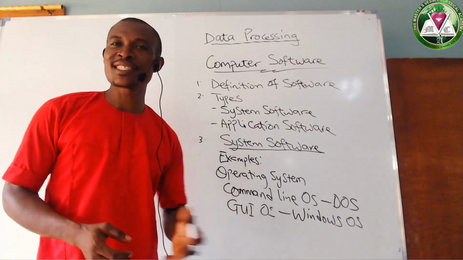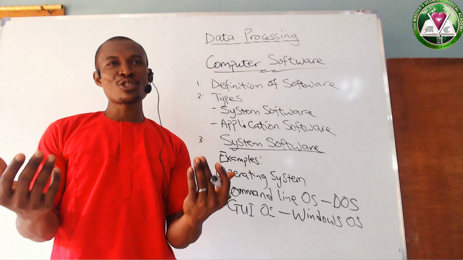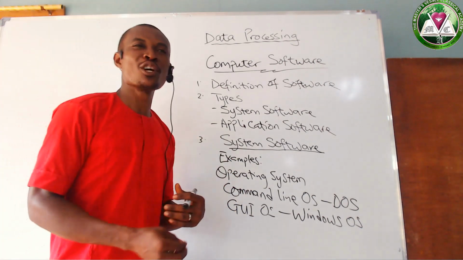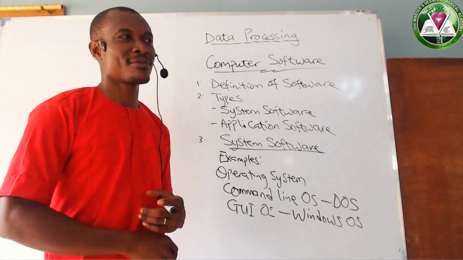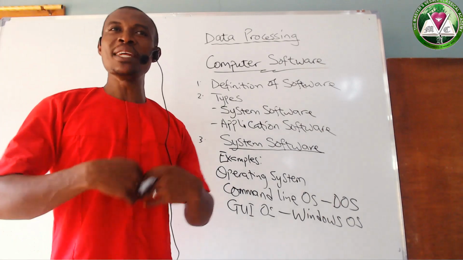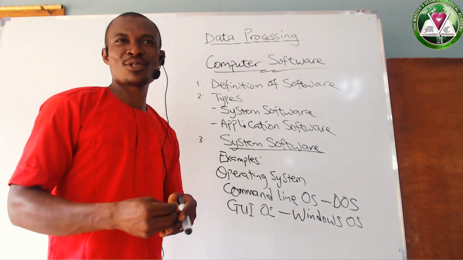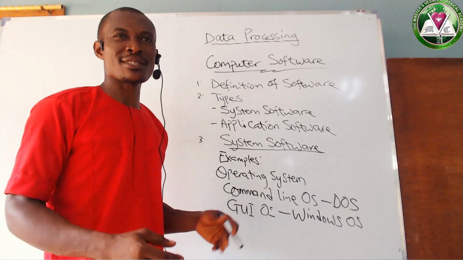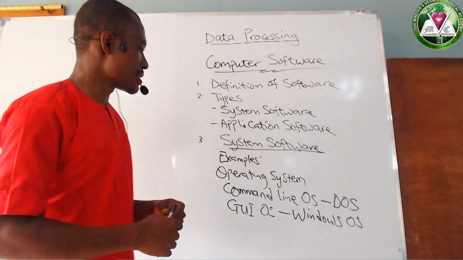There is also another type of operating system that allows jobs to be submitted in batches, and they are called batch operating system. You have the embedded operating systems that are embedded in some devices, especially in toys and all that. You have the real-time operating system. Okay, that's for the operating system.